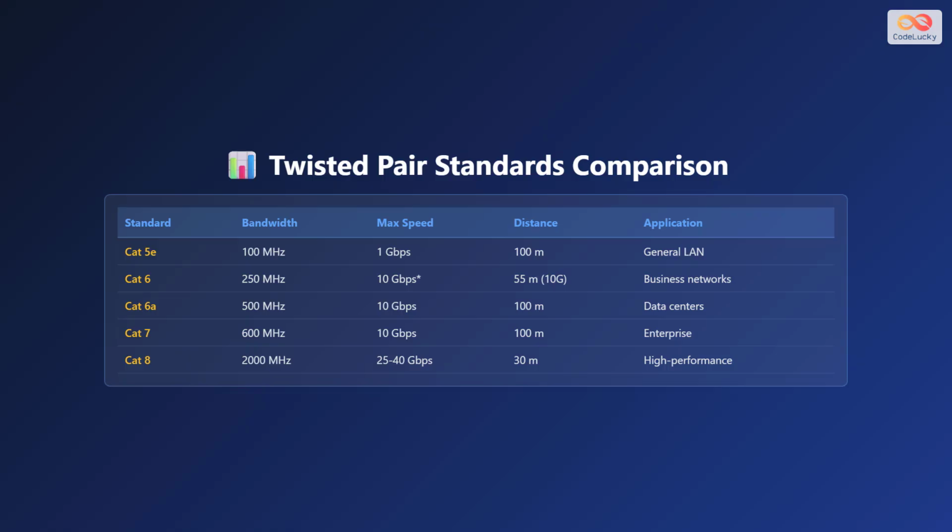Category 6A doubles the bandwidth to 500 MHz and maintains 10 gigabit per second speeds over the full 100-meter distance, ideal for data centers. Category 7 reaches 600 MHz bandwidth for 10 gigabit per second enterprise applications. Category 8 is the latest standard, operating at 2000 MHz, supporting 25 to 40 gigabit per second speeds, but with a maximum distance of only 30 meters. Higher category cables are faster, but require shorter distances or specialized installation.